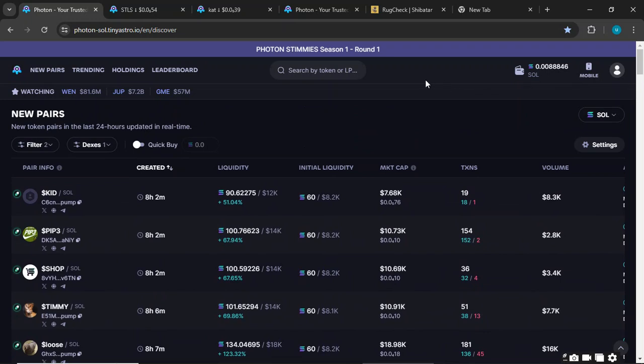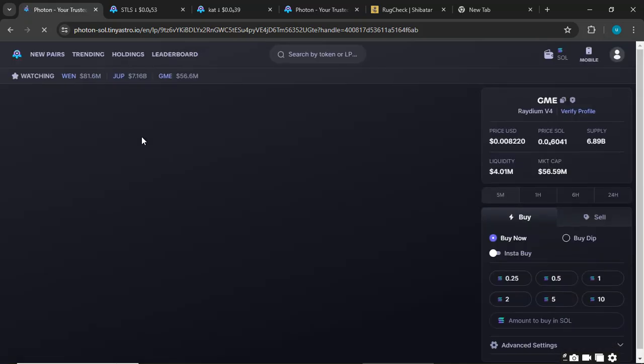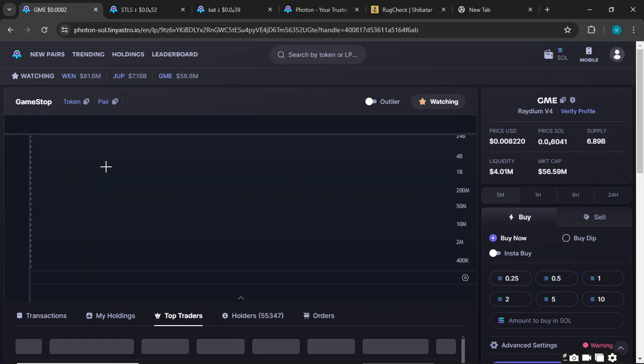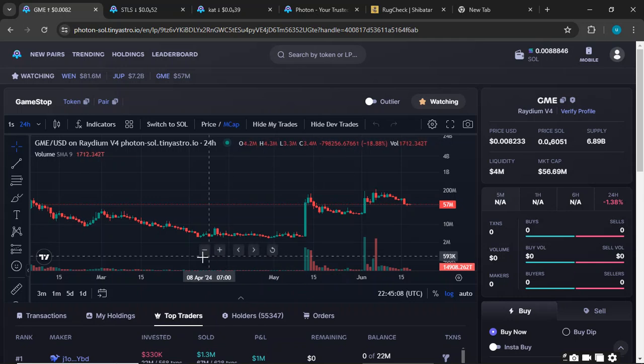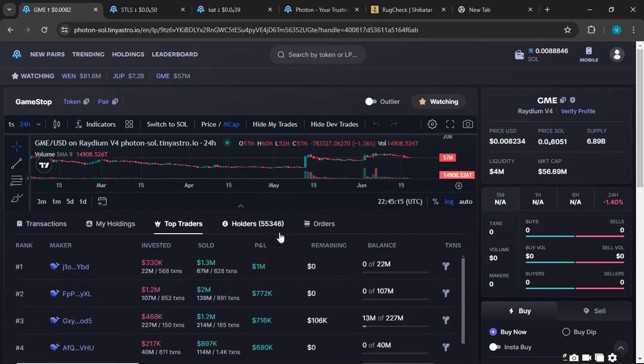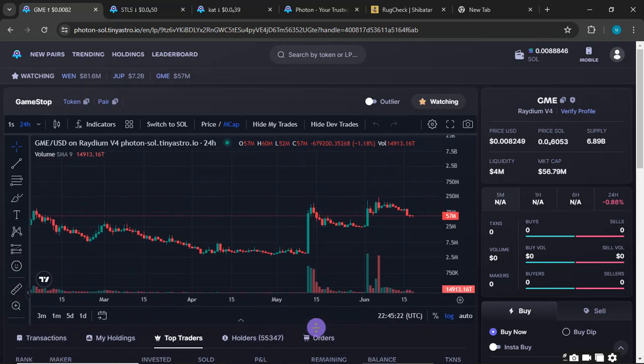So I'll just advise you guys to look for a more solid project with utility, just like this GME. You can take your time because things are always happening fast, boom, boom, boom. Dips are always coming and dumping. But look for a token with utilities that has good orders. Look at this GME, you can see the orders are 55k. This token has very strong utilities. It has a very strong community as well.